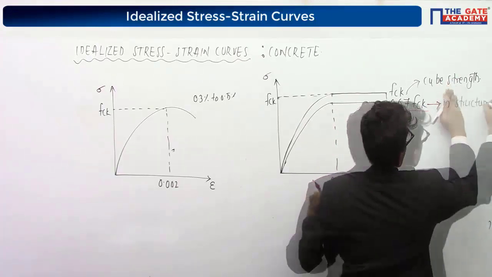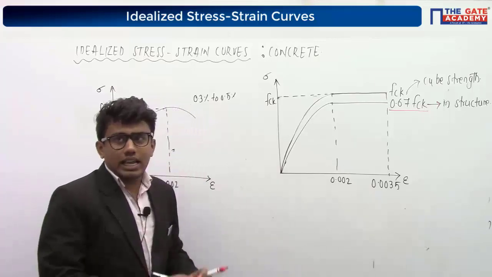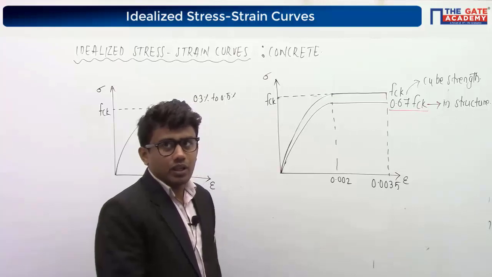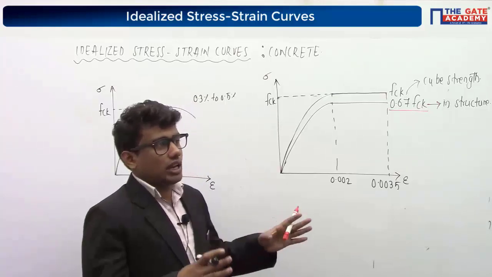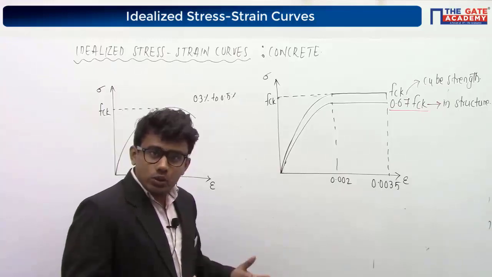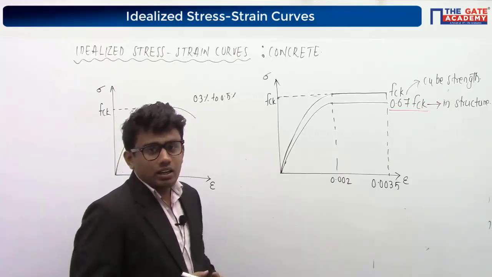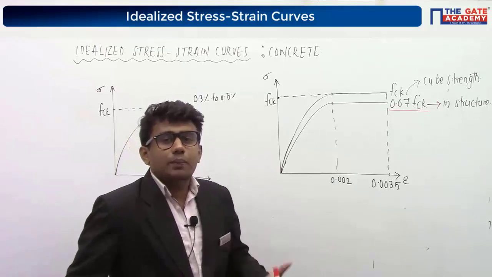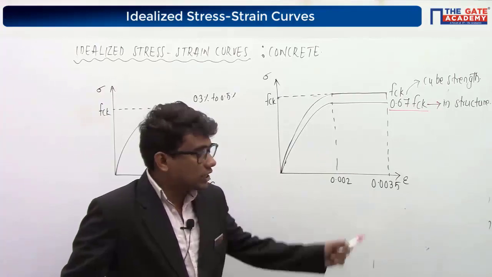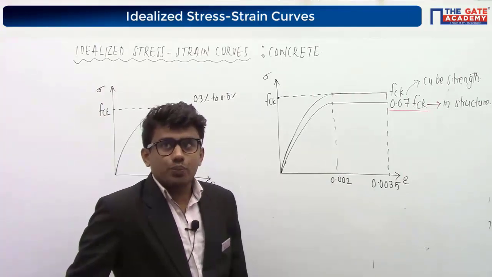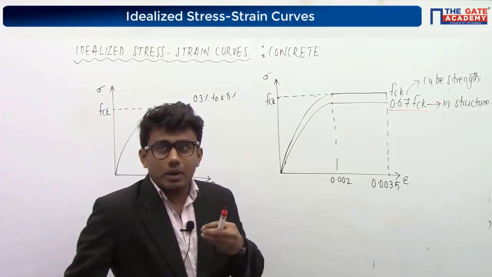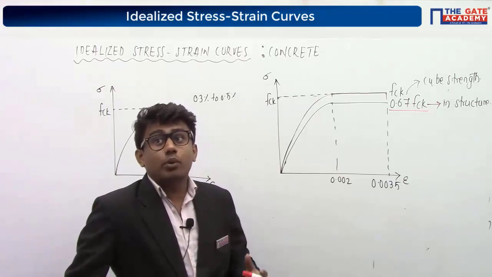The characteristic compressive strength of the concrete in the structure is 0.67 FCK. After that, we discussed that for the structure we cannot actually use this value. We have to underestimate it, by using the partial safety factor for material. What is the partial safety factor for concrete? We discussed it in the previous lecture. Exactly, 1.5. Super, very good.